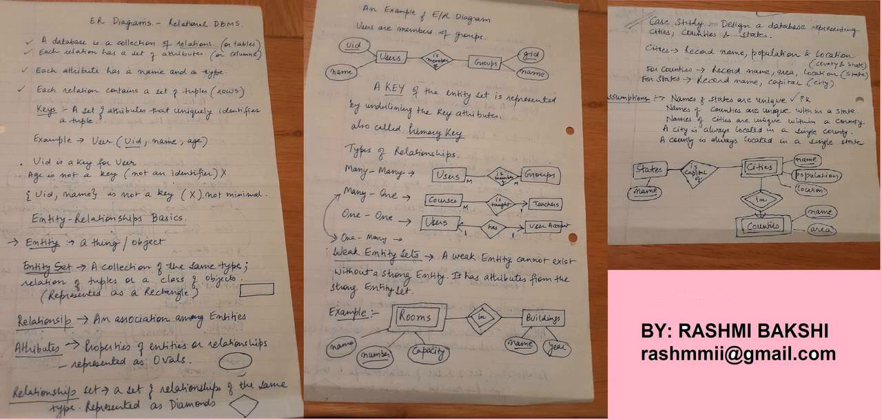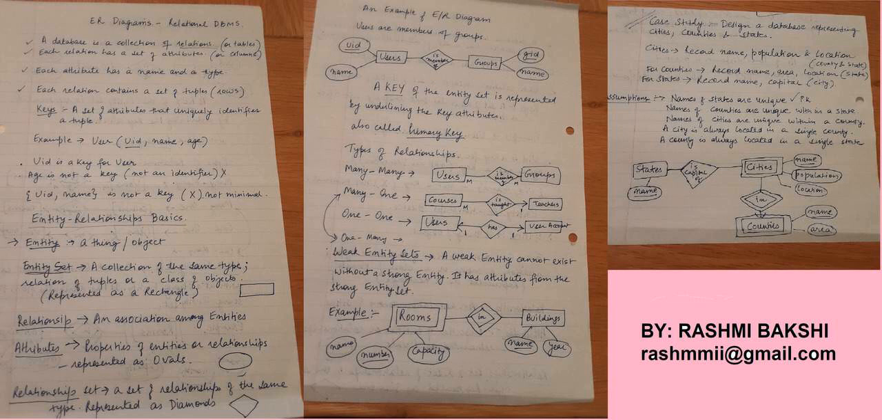Now association between different entities is represented by a relationship. Attributes are the properties of the entities, and they are represented by an oval symbol. Different association between entities is represented by a diamond shape, and it is also known as a relationship set. Now, an example of an ER diagram.